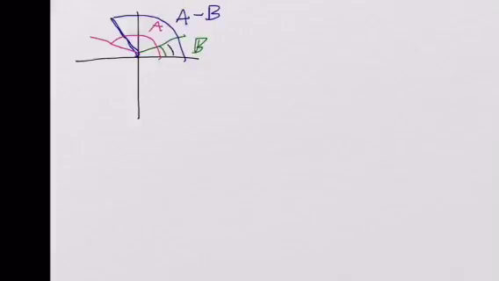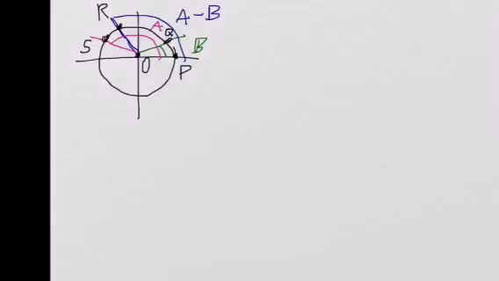So if we take a look at the unit circle, we're going to label some points on that. The origin, we're going to call point O. On the positive x-axis, we have point P. Where angle B meets the unit circle, we're going to call that Q. Where angle A minus B meets the circle, that's going to be point R. Where angle A meets the unit circle will be point S.